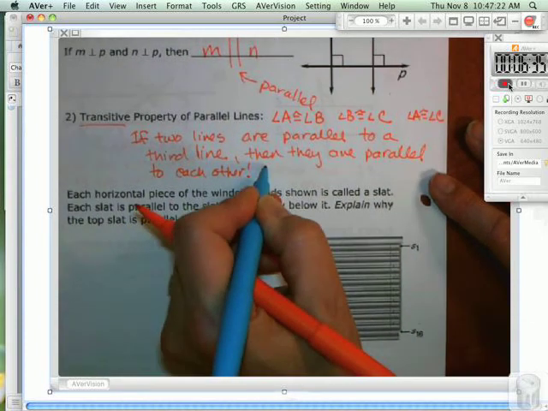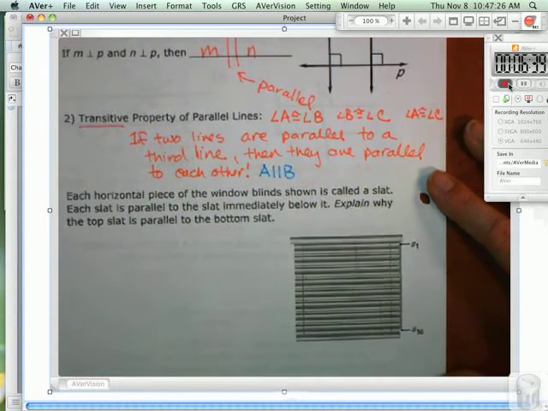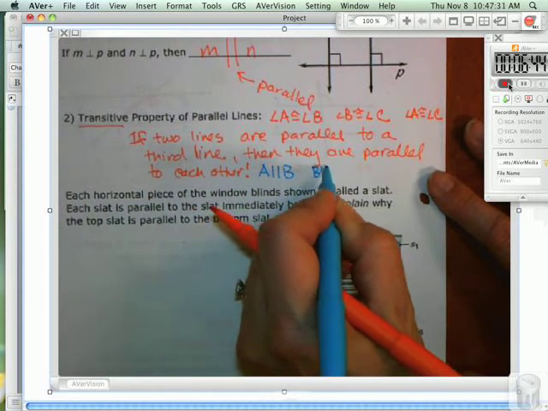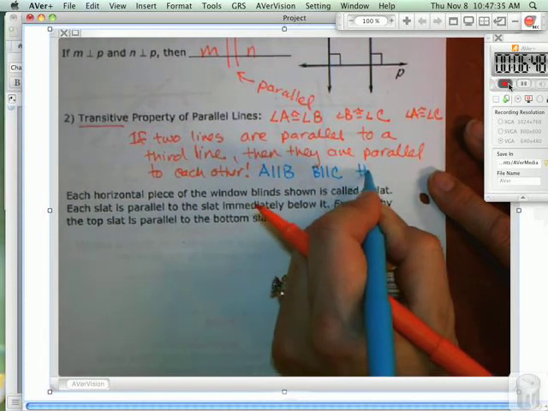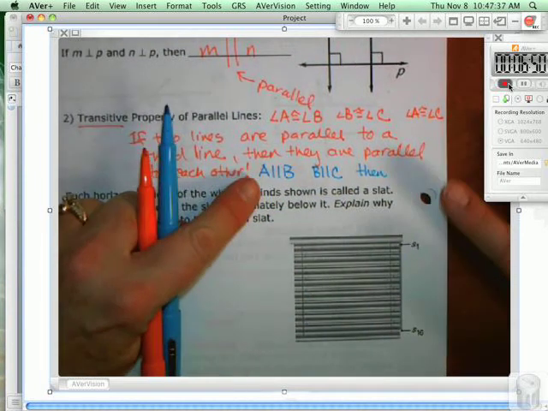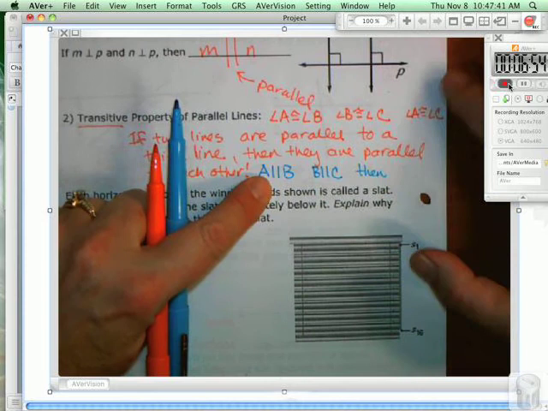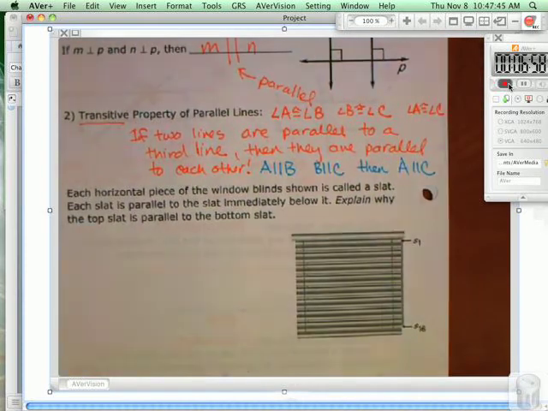So if I can say that A is parallel to B, write that down, A is parallel to B, and B is parallel to C, then I can say, look, A and C are both parallel to B, so then I can say that A is parallel to C. Isn't that nifty? Very nifty. That's pretty neat. Isn't that neat?